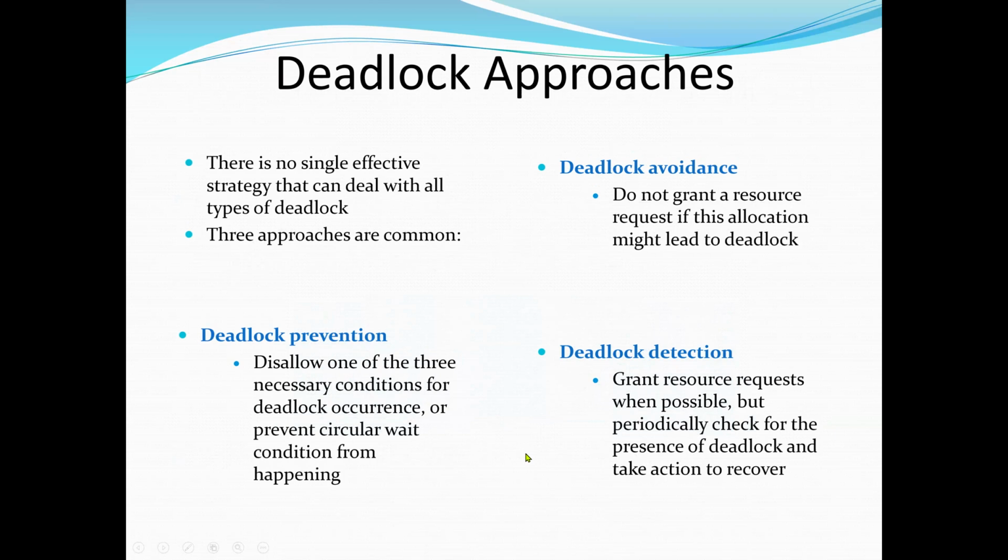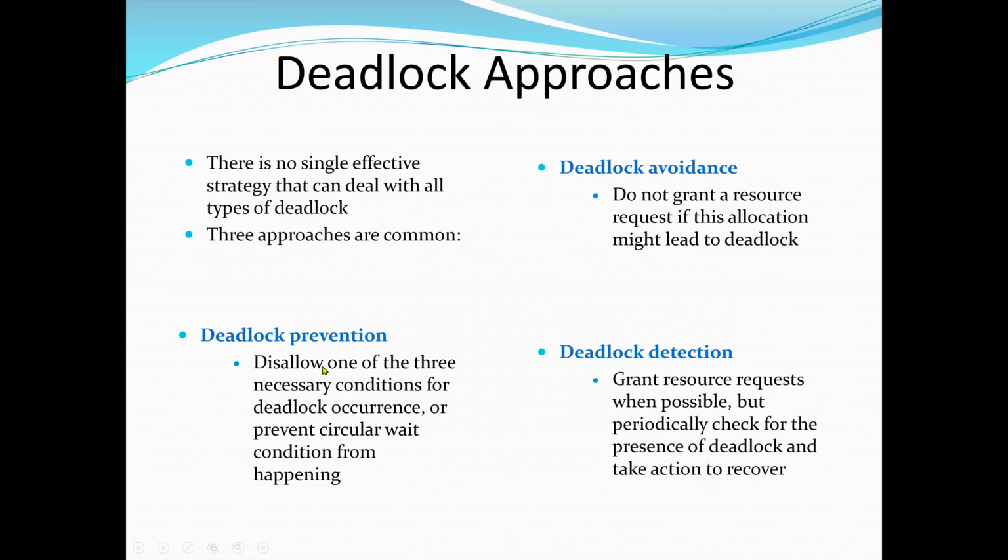So again, deadlock approaches. Here we say again, there's no single effective strategy that can deal with all types of deadlock. We have different types, but we have three approaches that are very common here. The first is deadlock prevention. This would disallow one of the three necessary conditions for deadlock occurrence or prevent the circular wait condition from happening.